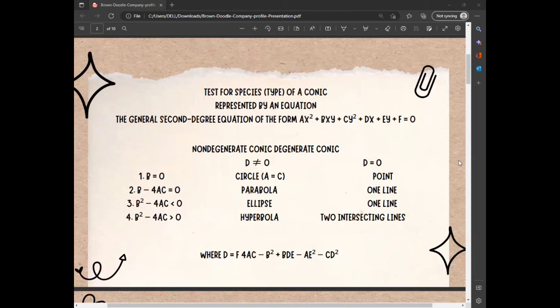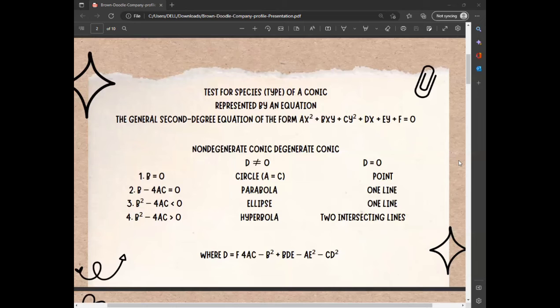So 1, b is equal to 0. If it's not equal to 0, it's a circle if a is equal to c. If it is equal to 0, it is called a point. 2, b squared minus 4ac is equal to 0. If this is not equal to 0, it is called a parabola. If it is equal to 0, it is a line. Number 3, b squared minus 4ac is less than 0. If this is not equal to 0, it is called an ellipse. If it is equal to 0, it is a point.